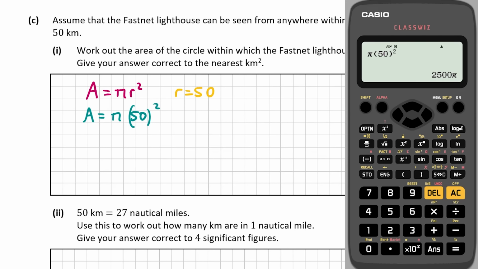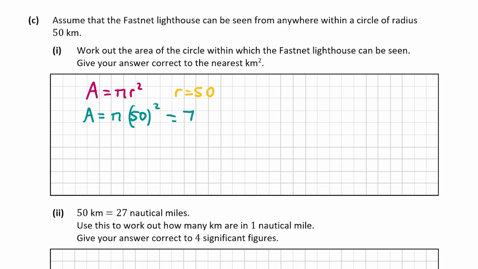However, be careful, it doesn't want the answer in terms of pi. So you must click this S to D button right here, just above the delete button. And that will change it into a longer decimal. And this is the true value, which is 7,853.981634. So to the nearest kilometer, that's going to be 7,854 kilometers squared. And once again, don't forget your units or you may lose marks. And C part 1 there was worth 5 marks.